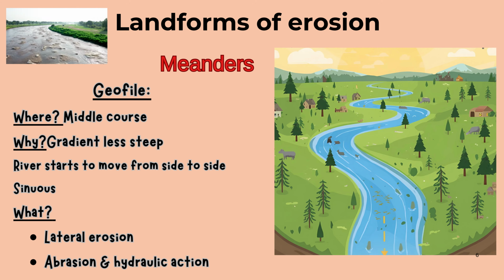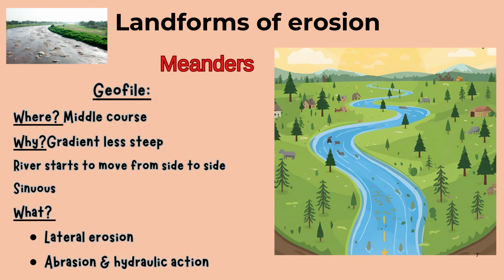So meanders, why do rivers bend and meander in the middle course? Well, it's all to do with the fact the gradient has reduced hugely in the middle course. And this means that erosion goes from being vertical to lateral, and that means side to side.